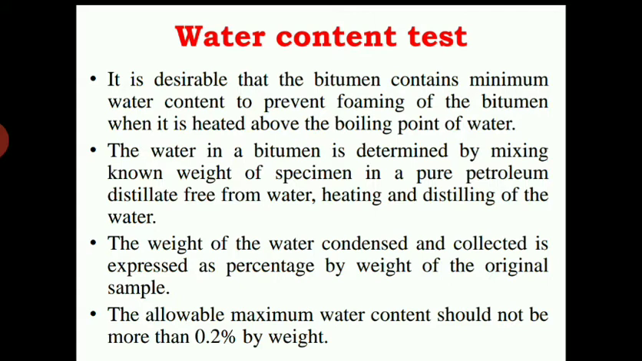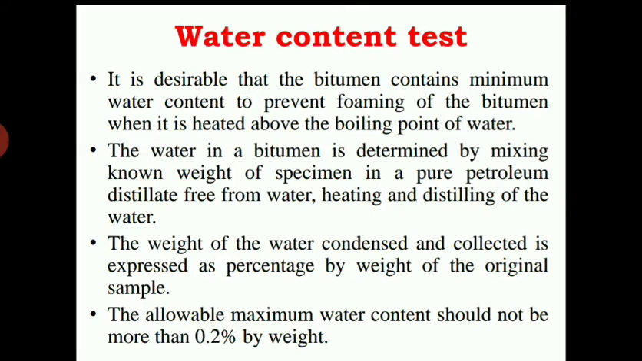should be low, such that the foam generating property is minimized. The water in the bitumen is determined by mixing a known weight of the specimen in a pure petroleum distillate free from water, then heating and distilling the water. The weight of the water condensed and collected is expressed as a percentage by weight of the original sample, and the allowable maximum water content should not be more than 0.2% by weight.